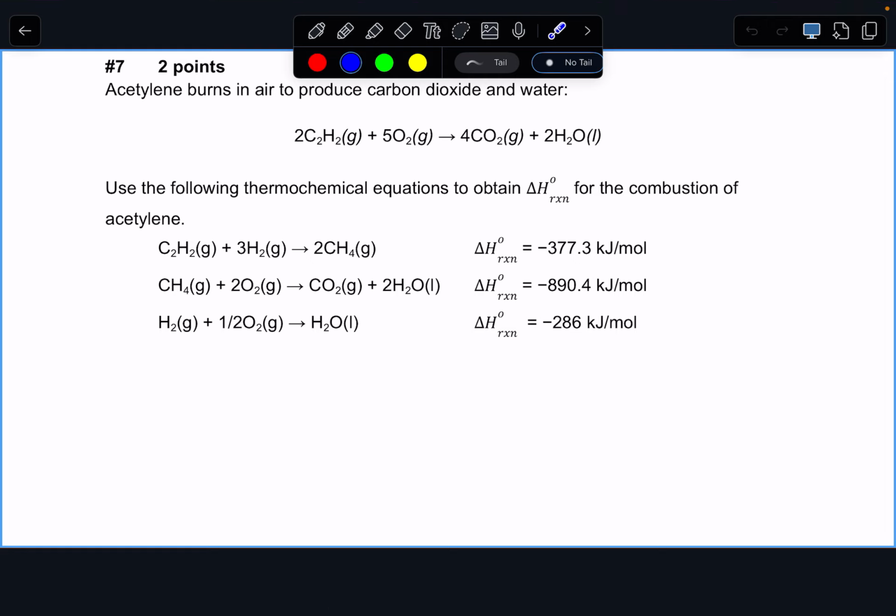Can you multiply that negative? Yes. Okay, so don't look if you're doing okay, but if you need some tips.